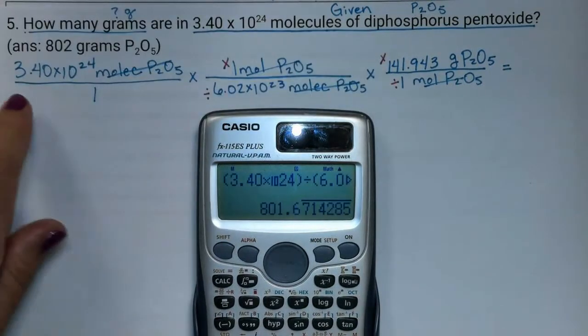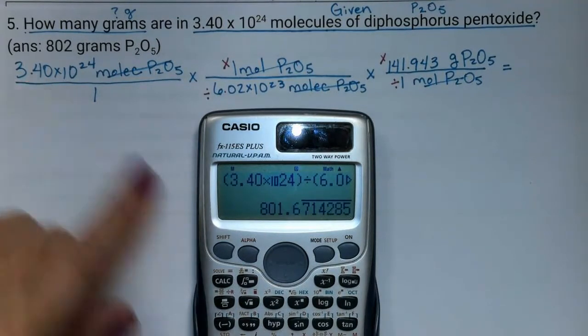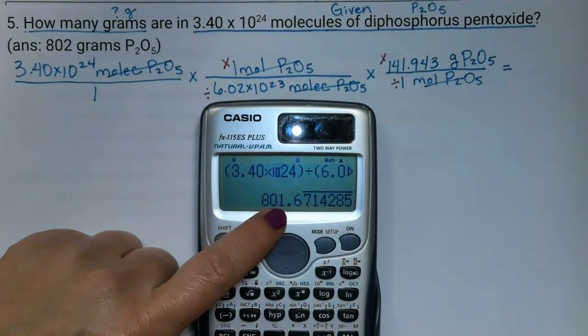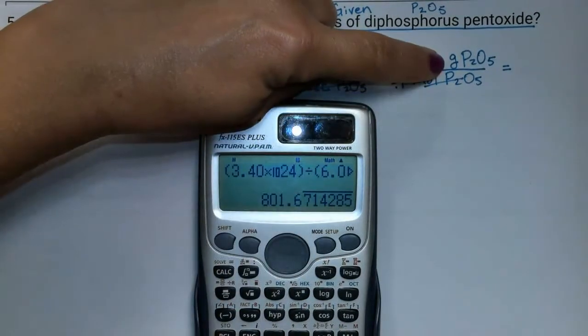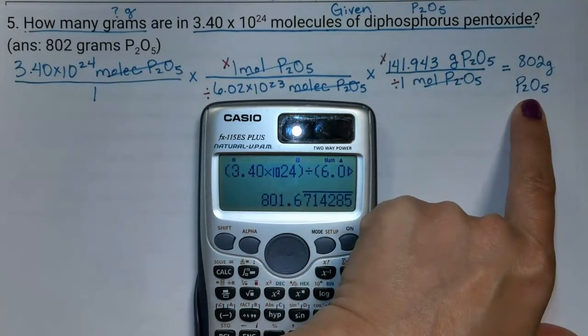And that gives us, we need 3 significant figures because that's what our given value has. And so this would be rounded to be 802 grams of diphosphorus pentoxide as our final answer.